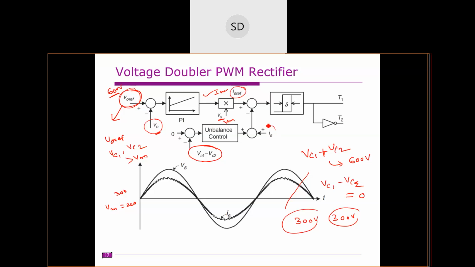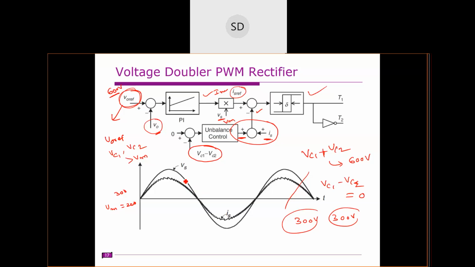So whatever offset is there, we are adjusting it in this reference signal. That offset we adjust in the reference signal, and the rest is this hysteresis controller or the sine triangle PWM controller. So this is the offset we are getting, and this is the reference signal we are getting, right? It's clear?